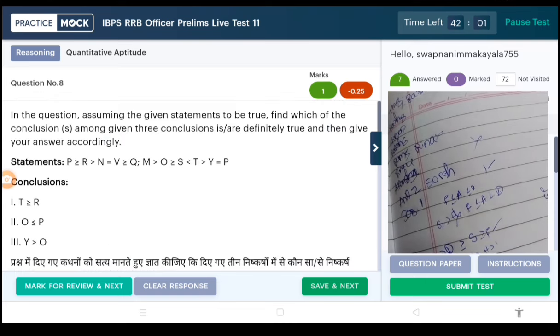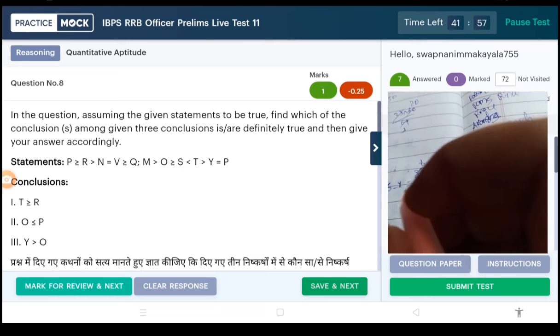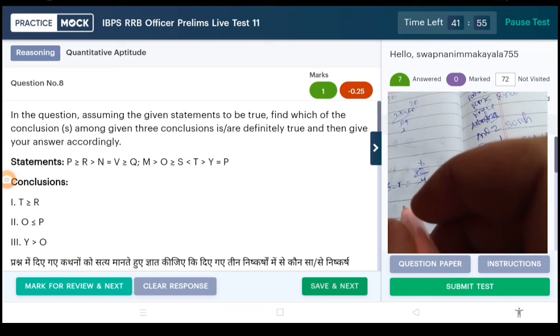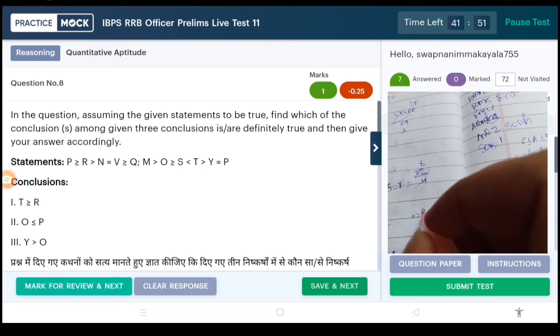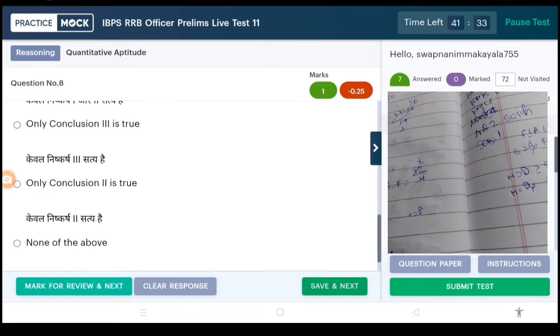Again only one rule, T greater than or equal to R, O less than or equal to P, Y greater than O, either 2 or 3.